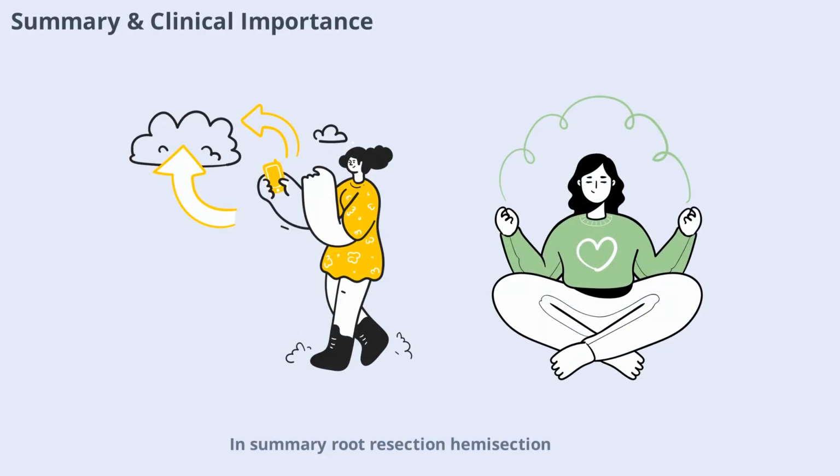In summary, root resection, hemisection, and root separation are valuable surgical options for preserving teeth that might otherwise be lost. By understanding the indications, procedural steps, and limitations of each technique, dental professionals can provide targeted care that maximizes tooth retention and patient comfort. These procedures require careful planning and execution, but offer significant benefits in complex dental cases.